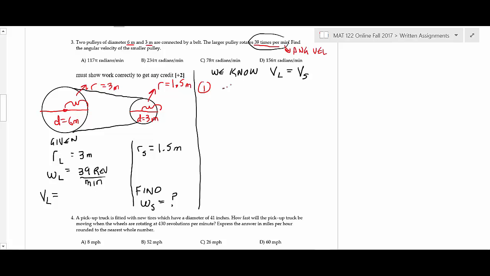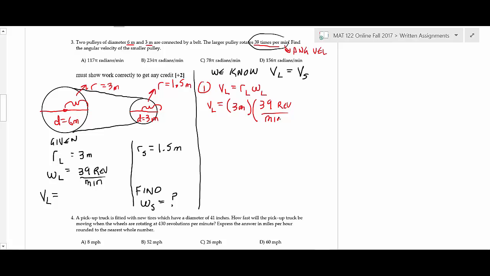So the first thing I'm going to do on this is we have the formula: the linear velocity of the large is equal to the radius of the large times the angular velocity of the large. Okay, and again, we're going to have to change that to radians per minute, and I'm going to go ahead and just do that in one step. So we're going to take the radius, which is 3 meters. We're going to multiply that by the angular velocity, which is 39 revolutions per minute.